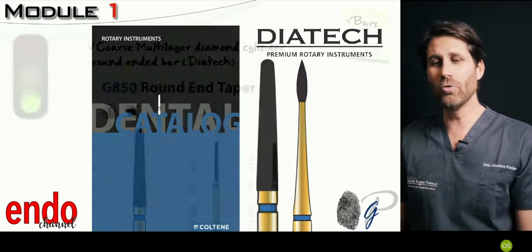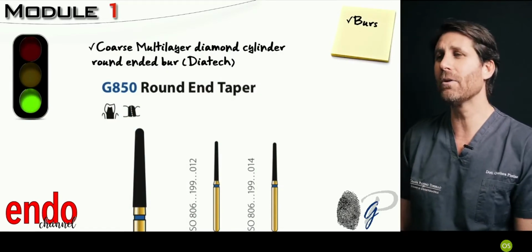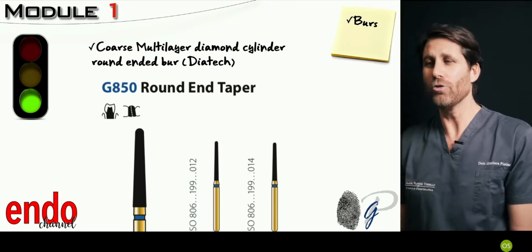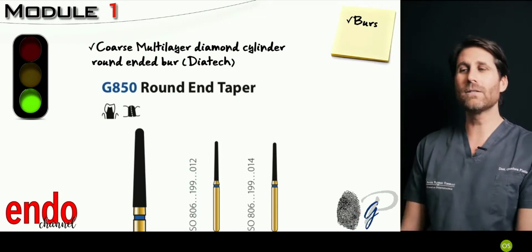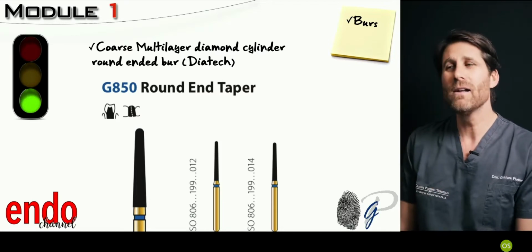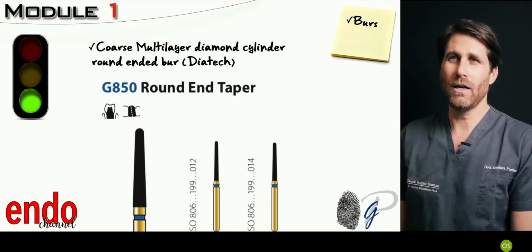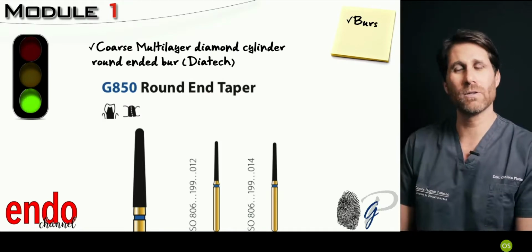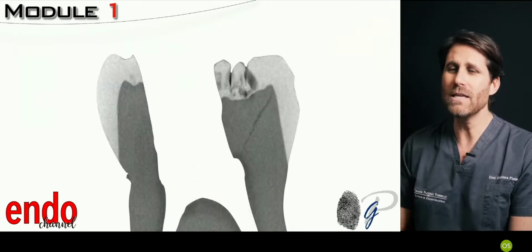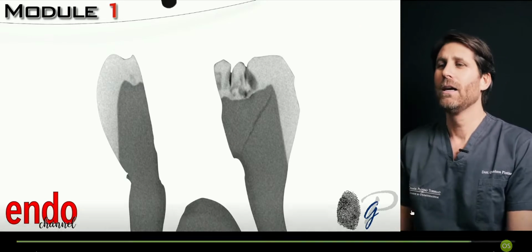And I will see how to use them. The first burr is the coarse multi-layer diamond cylinder round-end burr. This is the code of this burr, usually in size 12, 14. 14 is a little bit bigger. With 12 you can do everything, even in smaller anatomies like incisors or smaller crowns. We use this diamond-coated burr to penetrate the pulp chamber.